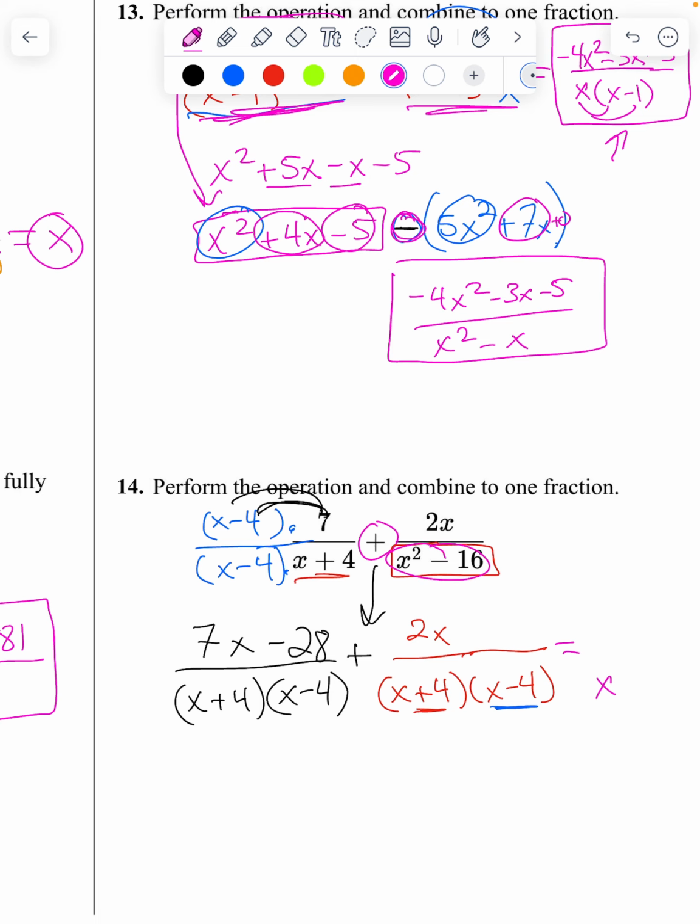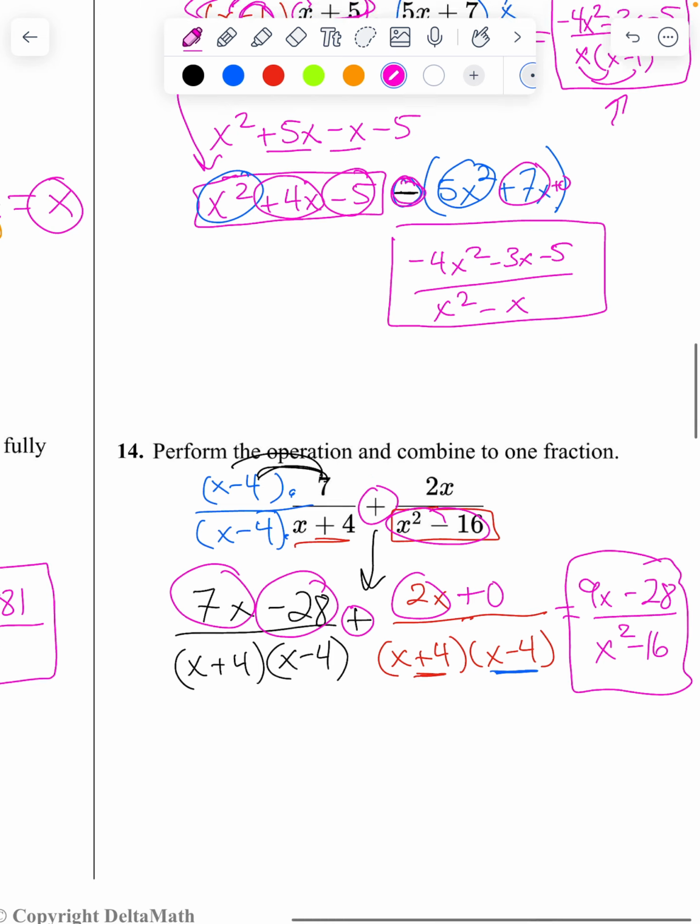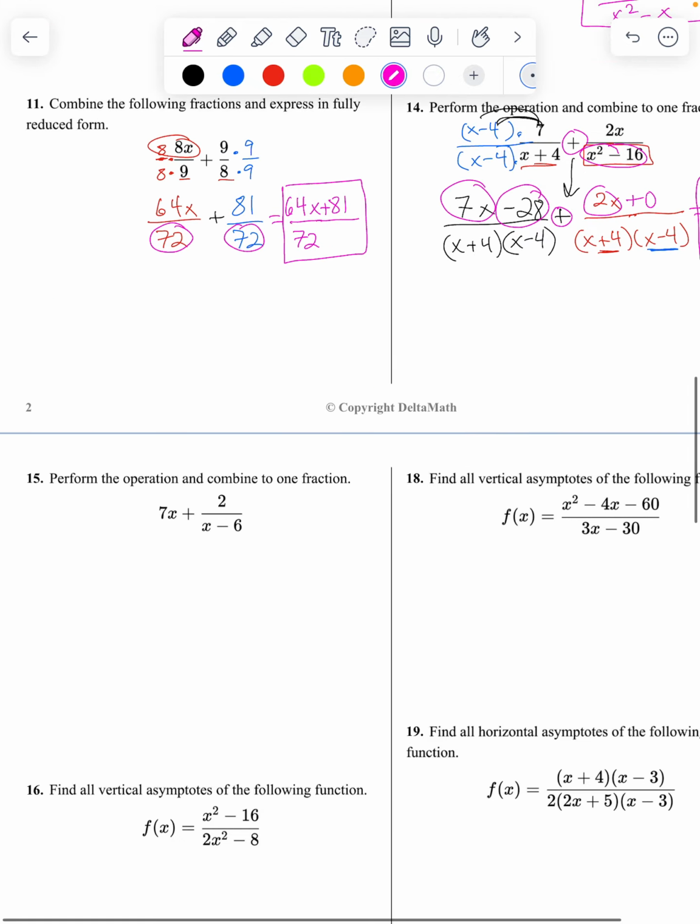I could write it like this also, because we know if we multiply it out, it turns into that. I'm going to do that just so I can sneak it here on the edge of the page. Then you have 7x plus 2x, well that's 9x. And then minus 28 plus, essentially 0, so it's just minus 28. So that would be the answer there for number 14.